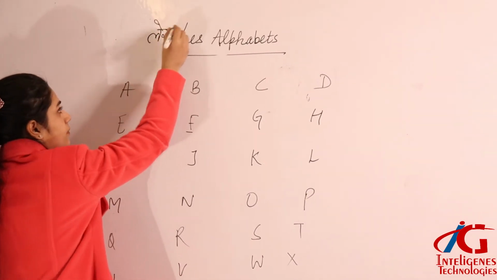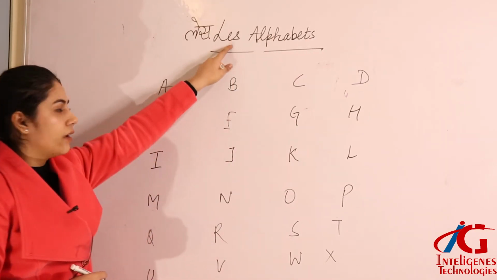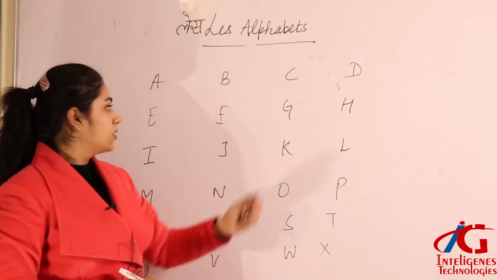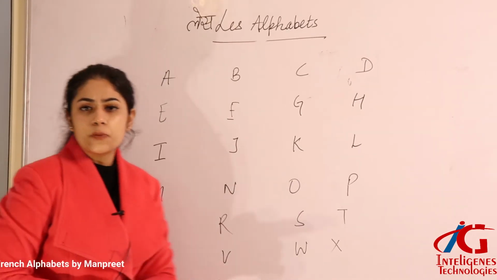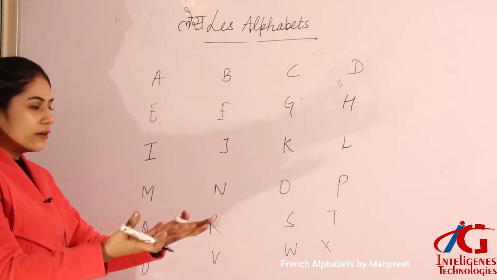Les alphabet. S should be silent over here, but not here. So les alphabet. Let's begin. To make it more easy, I could also give you the pronunciation in Hindi, alright, to make it more clearer.